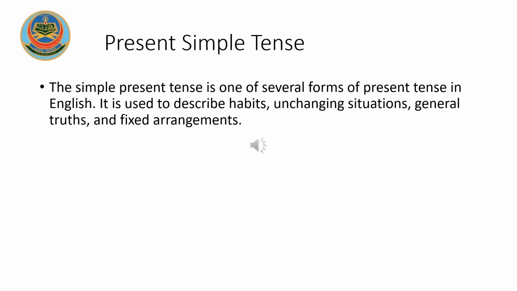Now I define this tense, my dear students. The simple definition of present simple is: it is one of several forms of present tense in English. It is used to describe habits, unchanging situations, general truths, and fixed arrangements.